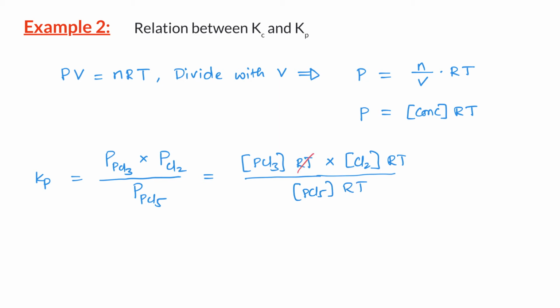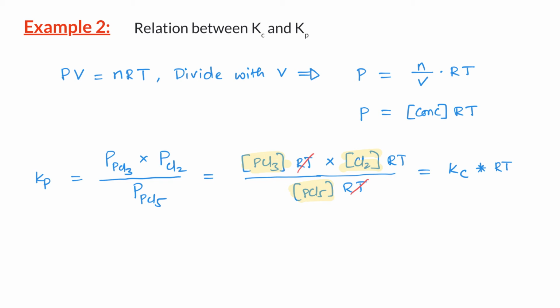One RT and the other RT get cancelled, and the concentration of PCl3 times concentration of Cl2 divided by the concentration of PCl5 can be replaced with Kc, which is the equilibrium constant in terms of concentrations. So we get Kp is equal to Kc times RT. Let us now plug in the values of Kc, R and T in the above equation and calculate Kp.